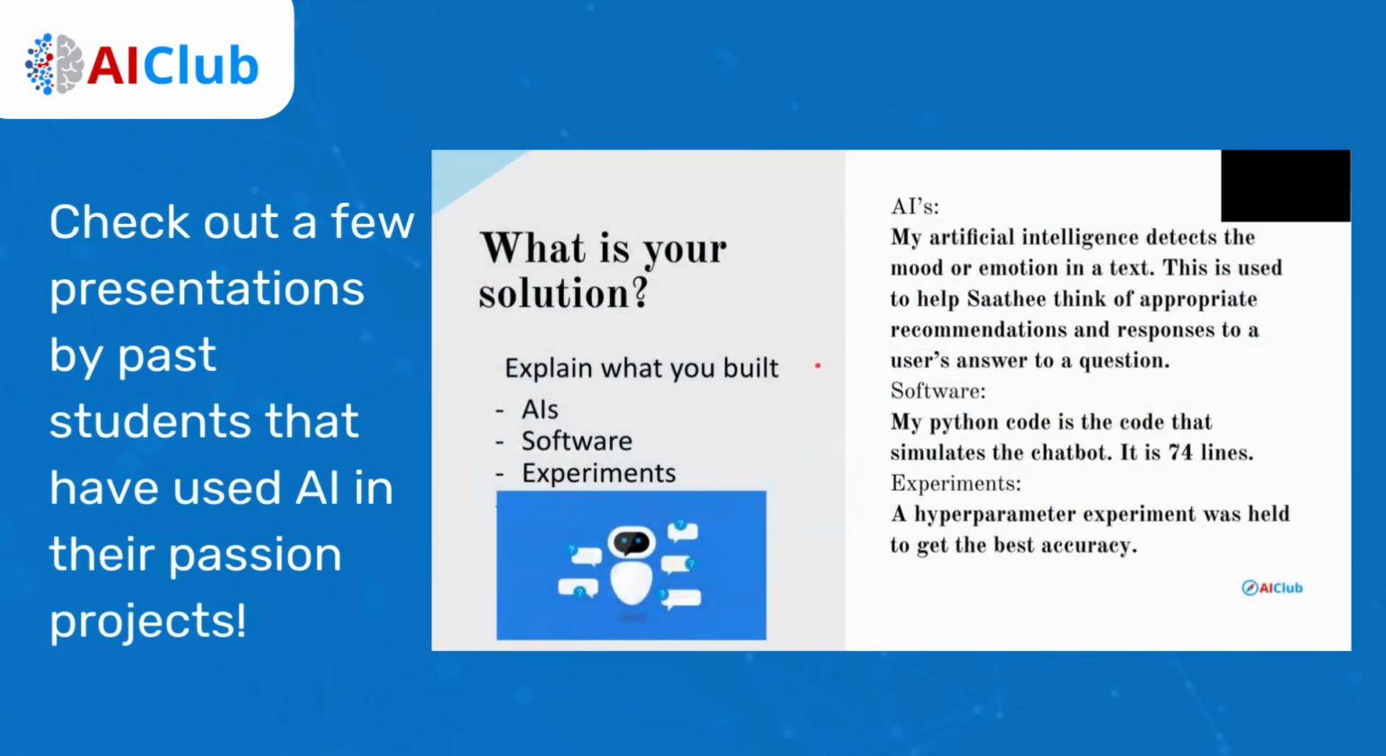So, what is my solution? Well, I have three different parts to my entire solution. The first one is my artificial intelligence. It detects the mood or emotion in a text. This is used to help Sathi think of appropriate recommendations and responses to a user's answer to a question.